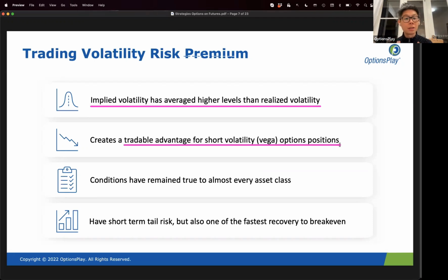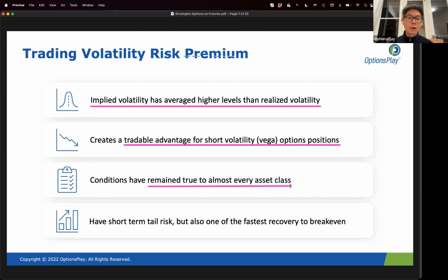And it's because of this volatility risk premium, that implied volatility is naturally going to always average a higher level than realized volatility. So there's an advantage to being short volatility than being long volatility, meaning short options versus long options. And this condition has remained true across almost every asset class. So it doesn't matter whether you're an equities trader, a currency trader, commodities trader, if you're trading derivatives in any of these asset classes, you will find that professionals will gravitate towards selling more options than they're buying options because of this volatility risk premium.